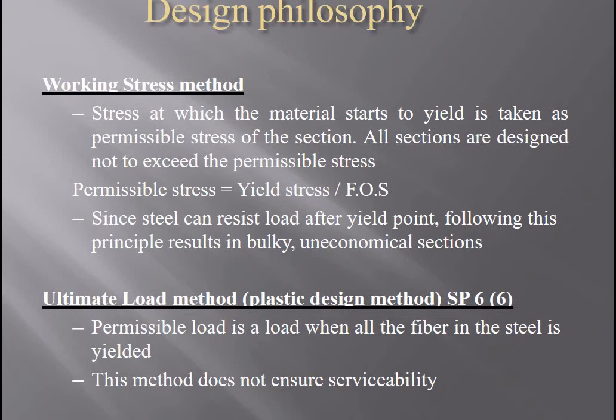Now, since steel can resist load after the yield point, our material has a lot of reserve strength. So following this principle results in bulky and uneconomical sections. We are not utilizing the full strength of the material, so that is why it results in slightly bulky sections. The next method is the ultimate load method, also called the plastic design method. The details of this method are given in SP 6 part 6, Special Publication 6 part 6. SP 6 has a lot of parts, and its part 6 is entirely devoted to plastic design, so you must read this. Permissible load is the load when all the fibers in the steel have yielded. This method does not ensure serviceability.